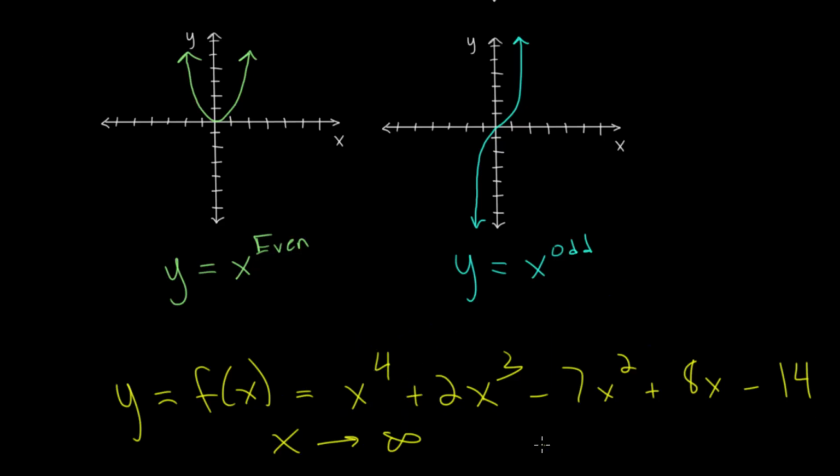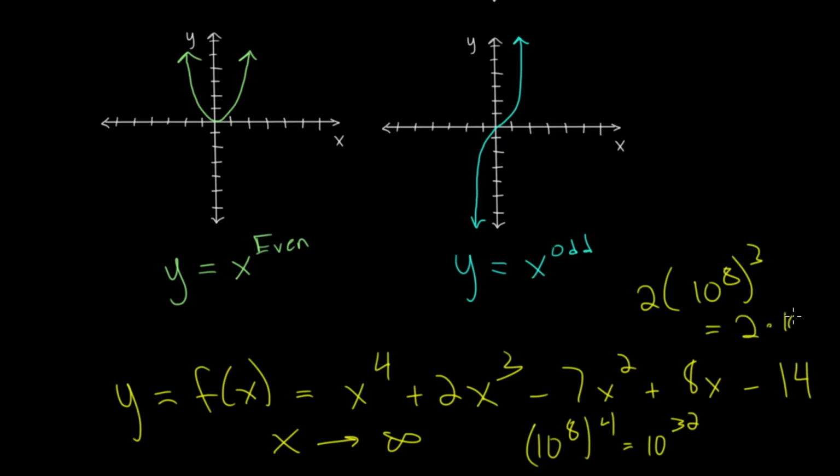Because if you imagine, let's say we're plugging in 10 to the 8th power, so 1 followed by 8 zeros, it's 100 million. And we raise that to the 4th power, this is 10 to the 32nd, or 1 followed by 32 zeros. Whereas if we look at this term, 2 times 10 to the 8th cubed, this will be 2 times 10 to the 24th. So a 2 followed by 24 zeros. Well, 1 followed by 32 zeros is way, way bigger than 2 followed by 24 zeros. In fact, it is about 100 million times bigger.